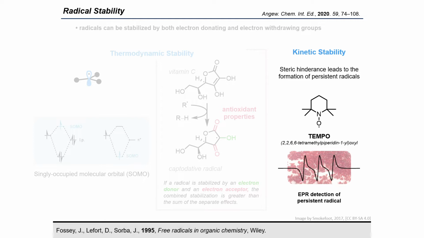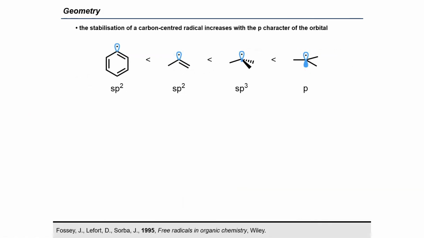This technique is analogous to NMR, but it exploits electron spin rather than nuclei spin. The observed geometry of radicals is closely related to the stabilization of radicals through orbital hybridization. And as you can see from the scheme on the slide, as p character increases for the radical containing orbital, so does the stabilization. This can be rationalized by considering the stabilizing factors for these orbitals.